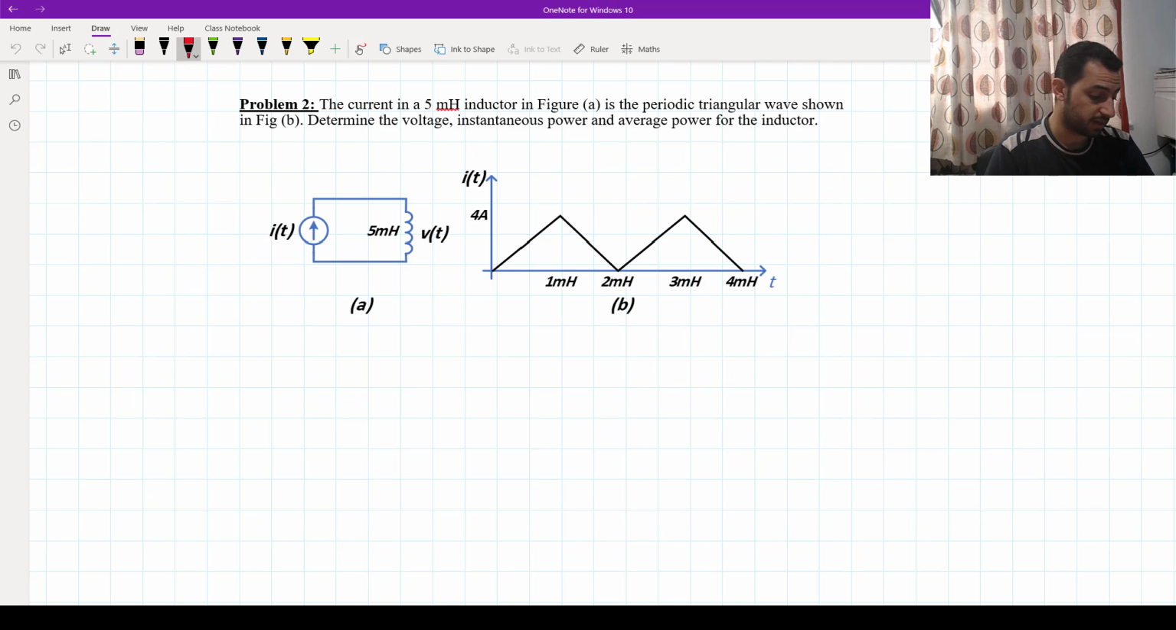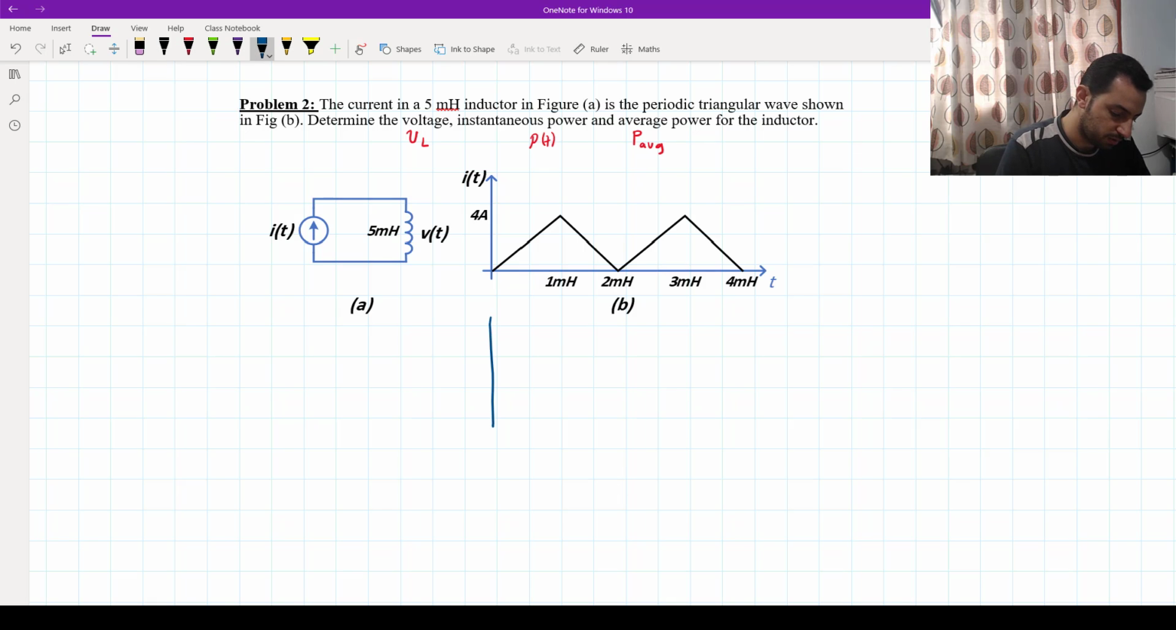And now here's the second problem. We have the current in a 5 millihenry inductor, as shown here in figure A. The 5 millihenry inductor is receiving a current which is the waveform i of t shown in figure B, the periodic triangular waveform. Determine the voltage, instantaneous power, and the average power. So we have to determine the voltage across the inductor, the instantaneous power, and also the average power.